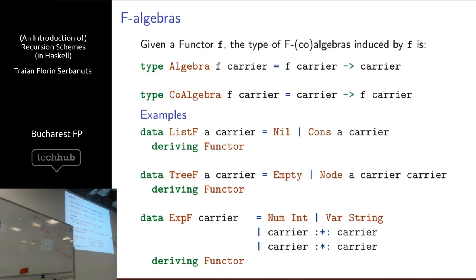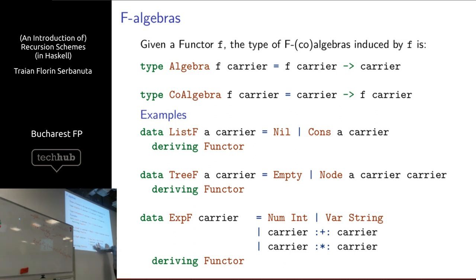Okay, now we can look at some examples. We have the list, which now got an F because it's a functor. Basically, given A and a carrier, we have cons of A and carrier. But similarly, we can think of a type of binary tree-like structures carrying information on nodes, saying that a tree is either empty or it's a node and it has two carriers as the subtrees.